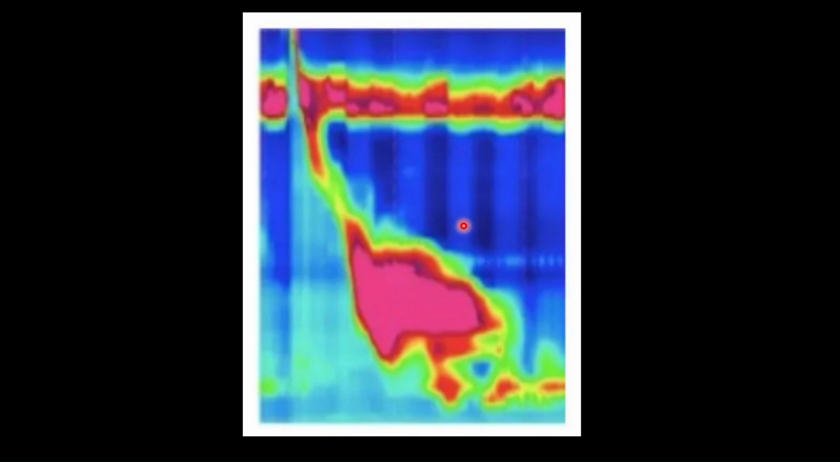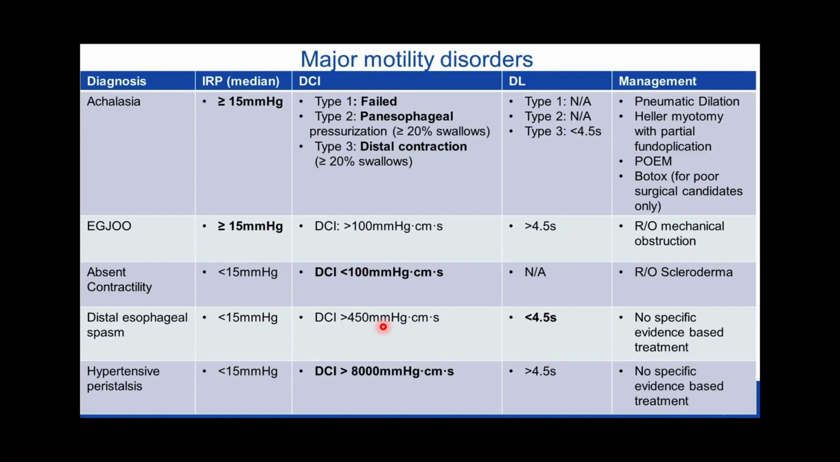In this high resolution manometry graphical representation, we can see strong, high spasmodic contractions involving the lower part of the thoracic esophagus. Hence, it is named hypercontractile esophagus or the nutcracker esophagus.